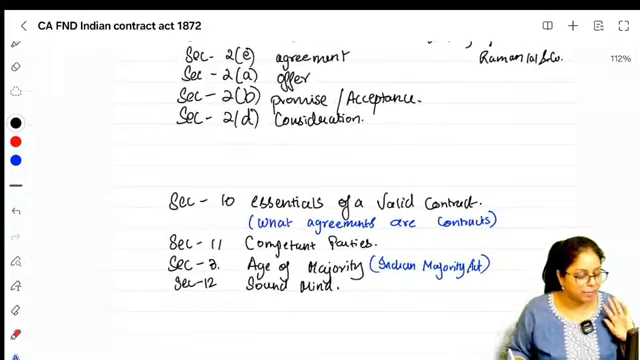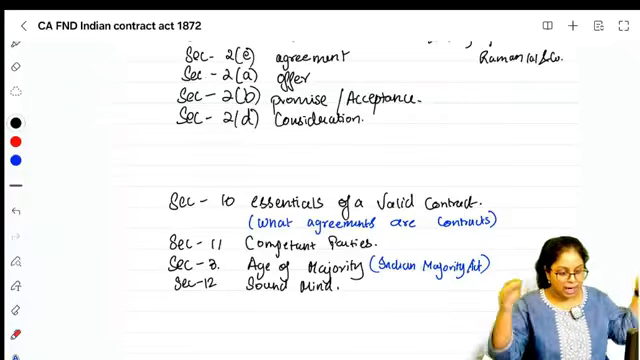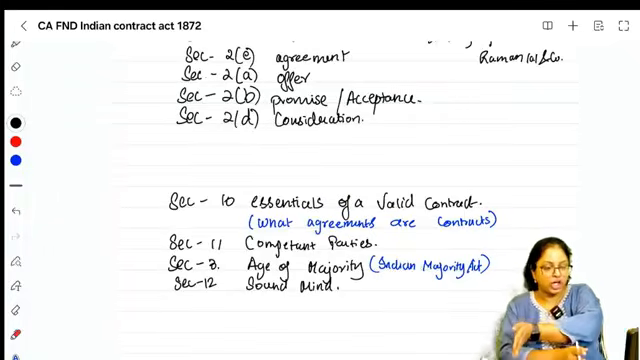Are you able to even remember the sections? Section 11 is competent party. Under competent, three come: age of majority, sound mind, not disqualified by law.